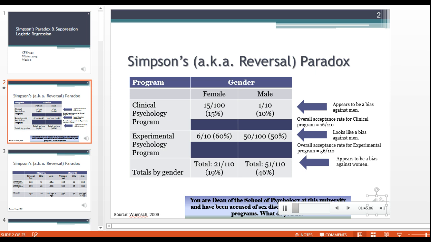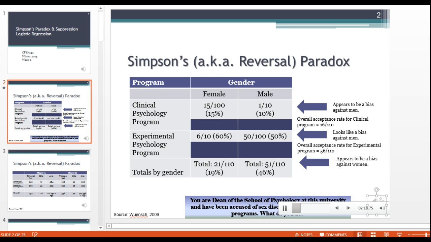For experimental psych, we see a similar trend. So for females, we have 6 who got into that program out of 10 total who applied, for a percentage of 60. And for males, we have 50 who got in, and we have 100 total who applied. So that selection rate is about half. 50% of men got in who applied. And so here again, it looks like a slight discrimination against the men.